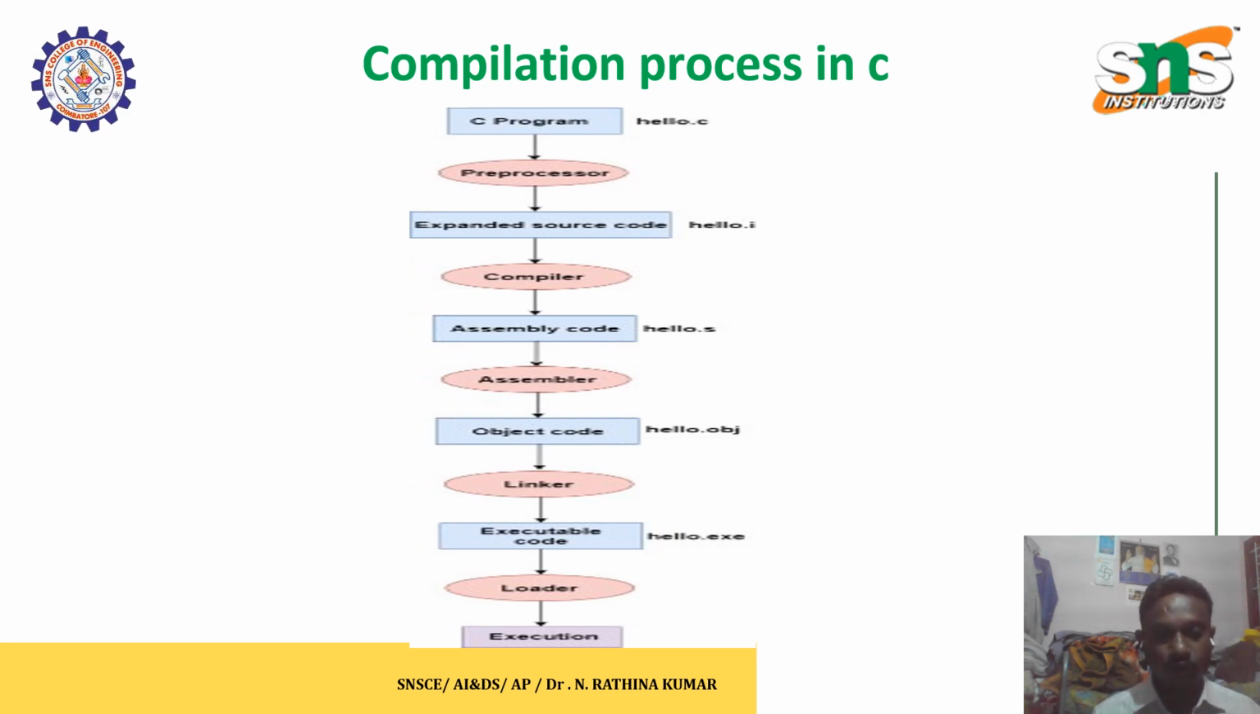Then the output of the compiler is given to an assembler. The output of the assembler is an object code. So the file extension is changed from hello.s to hello.object. Then finally it is given to the linker. The linker produces an executable code, that is hello.exe. Then finally it is given to the loader. The loader loads all the necessary files and executes it. So finally we get the output, which means the executed output.